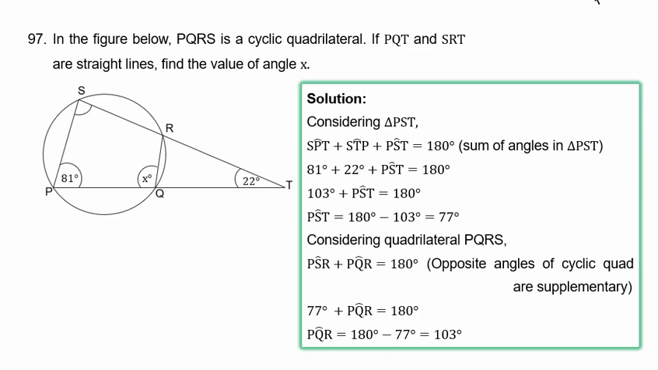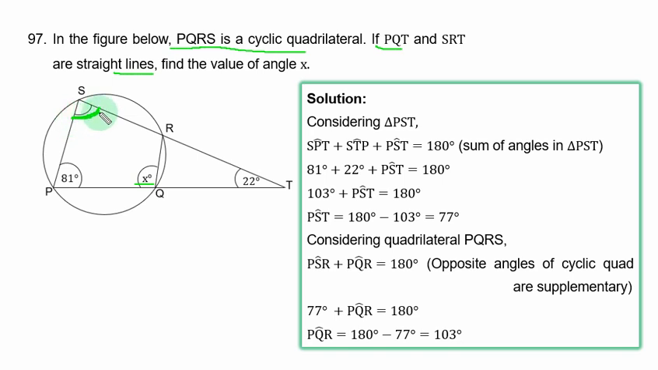Example 97. In the figure below, PQRS is a cyclic quadrilateral. If PQT and SRT are straight lines, find the value of angle S. That is this angle. Now this angle plus this angle, their sum is equal to 180. So this angle is needed.